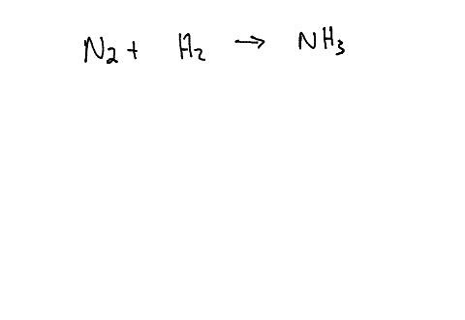When you balance this one, this is a little tricky. I think you guys are getting good at this. This will be a 1, this will be a 3, and this is a 2. Okay, now I've given some information. It says we have 15.5 liters of N2 that reacts at STP to make 30 liters of ammonia. What is the percentage yield?